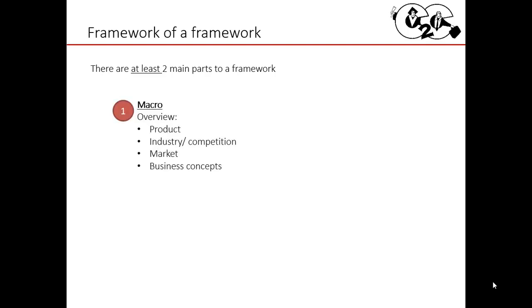Framework of a framework. Let's say you get a case, you don't even know where to begin. Here are some parts to show you what you should begin to look at. There are at least two main parts to any framework. The first is the macro part. And here you want to know the general guidelines of the industry.